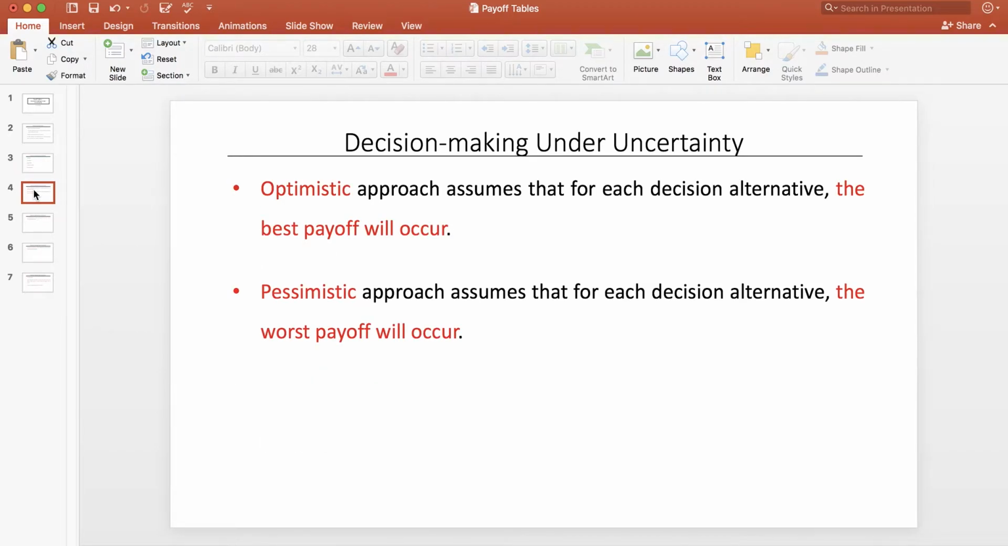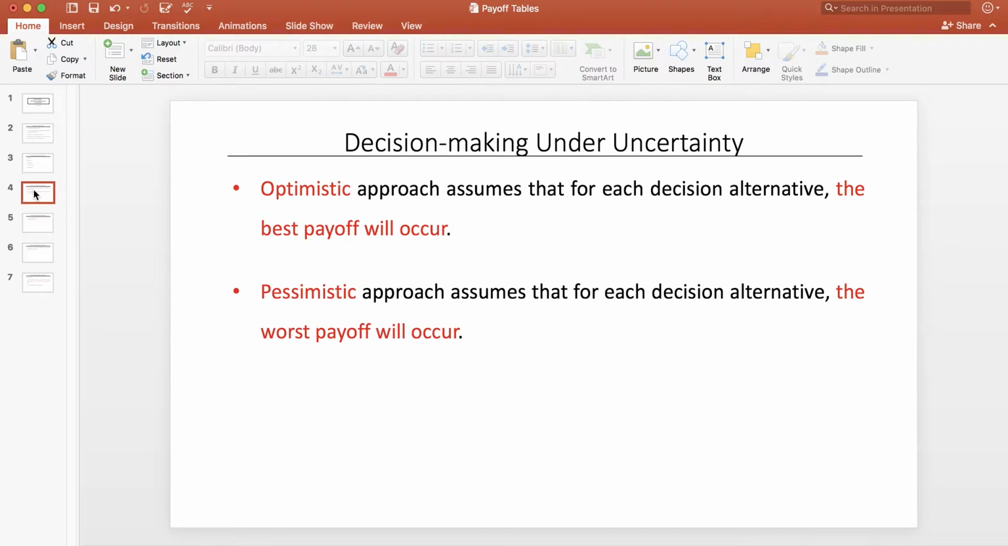So to quickly summarize what these approaches mean, the optimistic approach, as the name tells, assumes that for each decision alternative, we will obtain the best possible payoff. So let's say that we have a decision alternative such as to open this clothing store in city A. We are going to assume in the optimistic approach that we are going to make the highest possible profit.